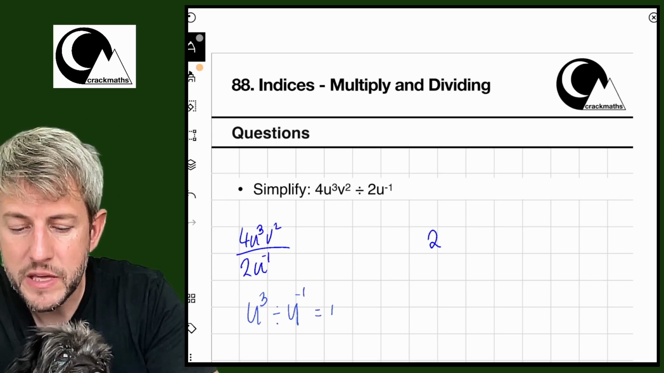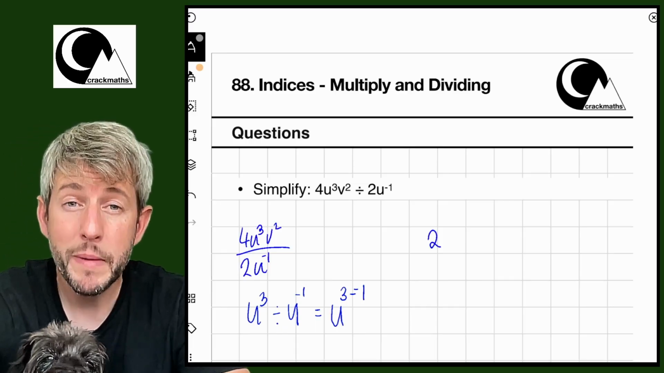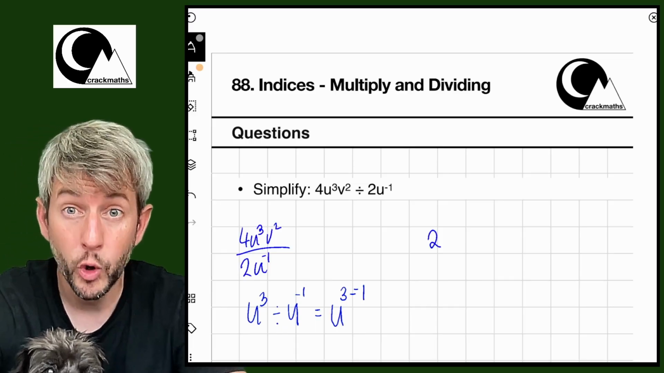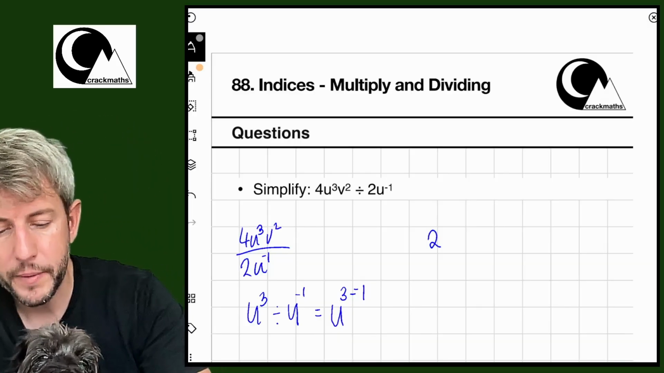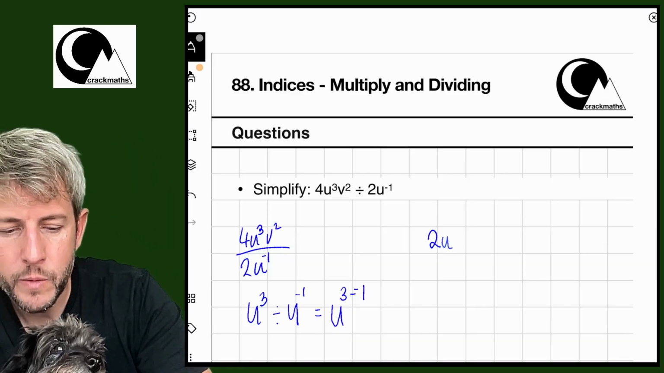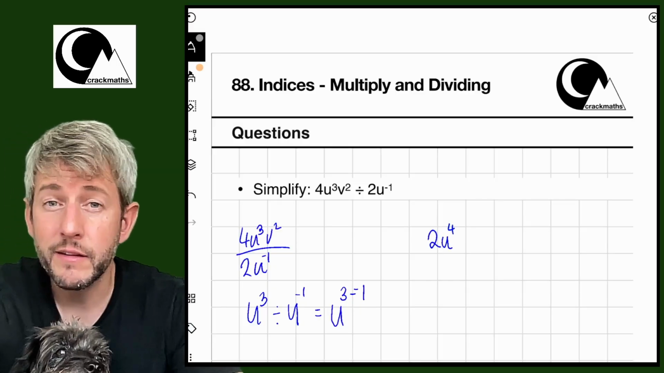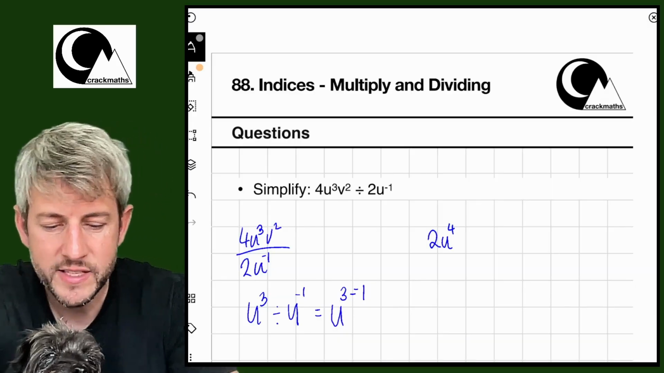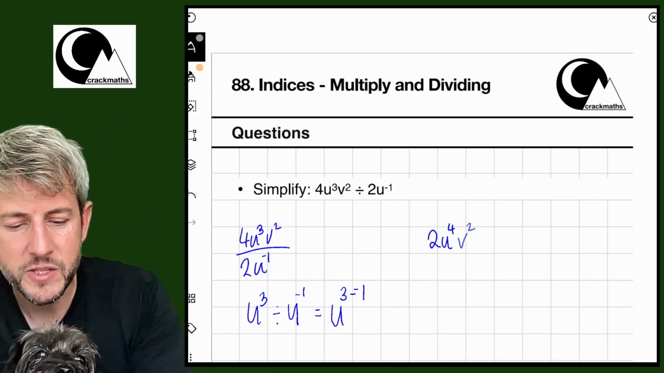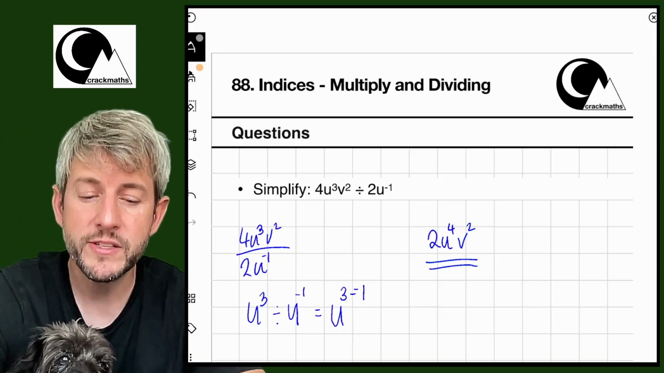So that's going to be u to the power of 3 take away negative 1. Now remember, if we take away a normal 1, we go down. So if we take away a negative 1, we go up. So we're going to end up with u to the power of 4. And now there's nothing altering the v squared, so we're just going to add the v squared at the end. So we get 2u to the power of 4 v squared.